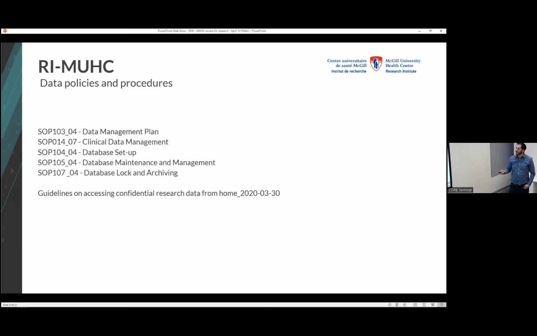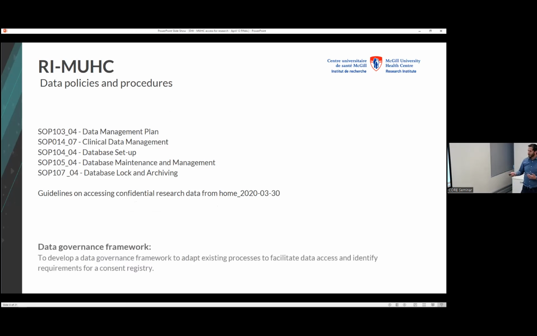These are the policies at the Research Institute MUHC: data management plan, clinical data management. But again, none of these describe how to access the data, or what the user should do to access it. So the idea is to develop a data governance framework to adapt existing processes to facilitate data access and identify requirements for a consent registry. We're not going to speak about this, but it is going to be the umbrella for how to access the data at the MUHC.